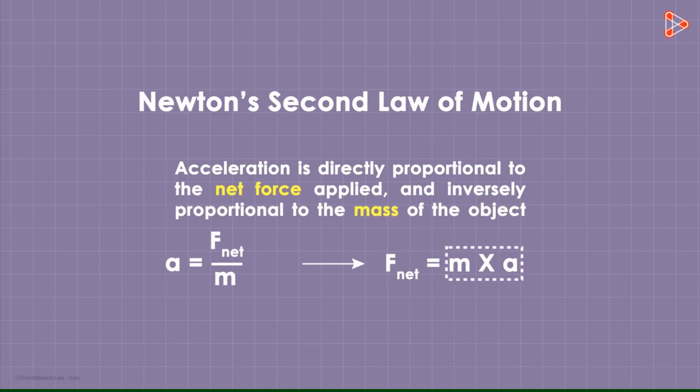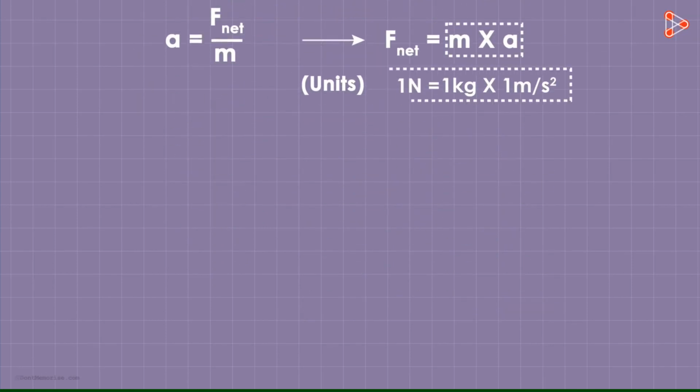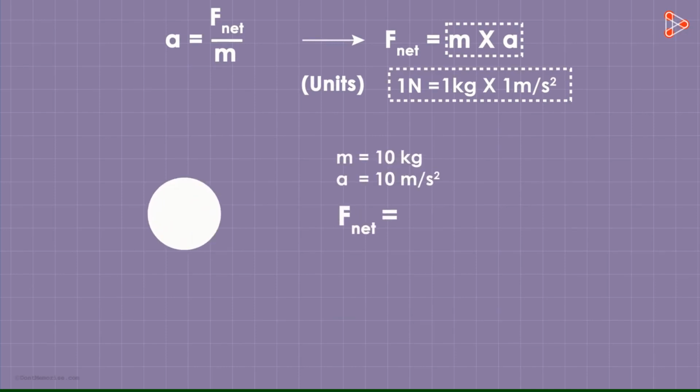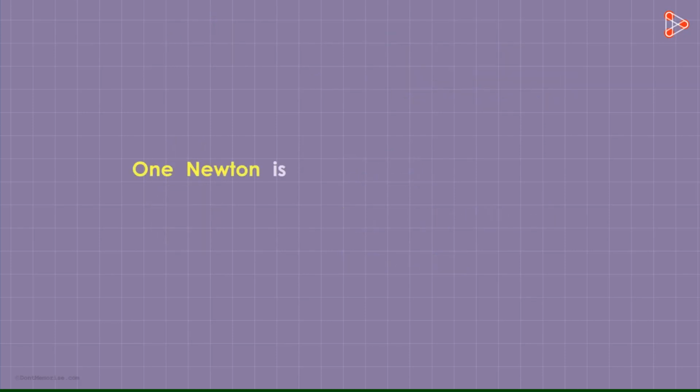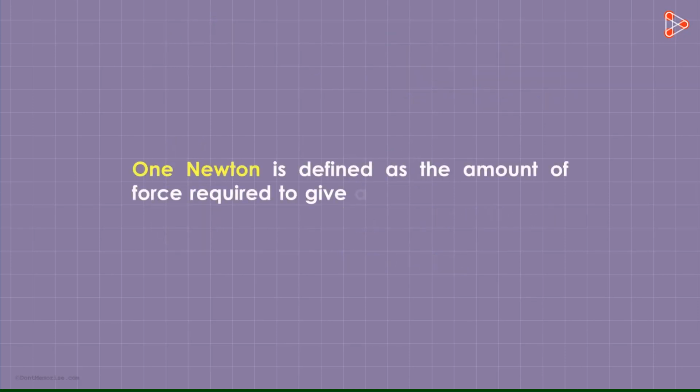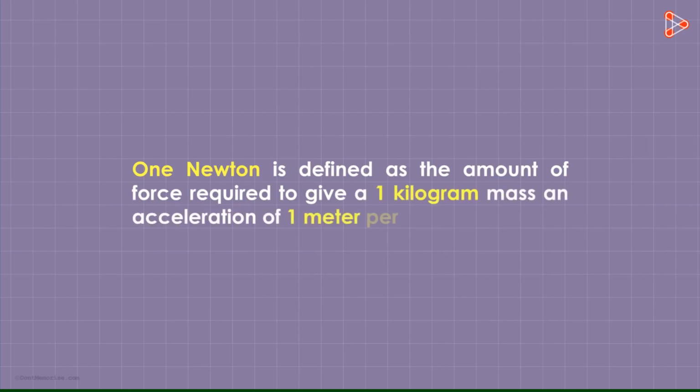With this, can you tell me the units of force? That should be easy. The standard unit of mass is kilograms, and that of acceleration is meters per second squared. So the unit of force is kilograms times meters per second squared. And this is what we call a Newton. 1 Newton is 1 kilogram times meters per second squared. So if the mass of the object is 10 kilograms and the acceleration is 10 meters per second squared, then the force will equal 100 Newtons. We can say that 1 Newton is defined as the amount of force required to give a 1 kilogram mass an acceleration of 1 meter per second squared.